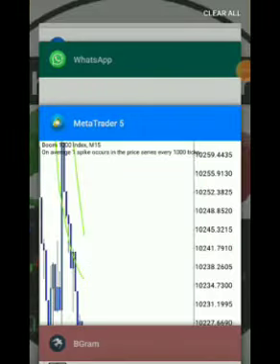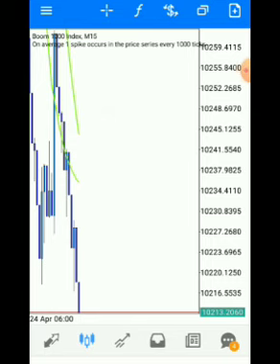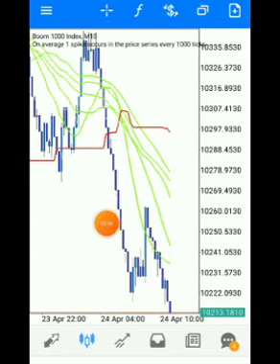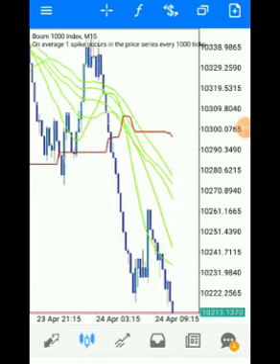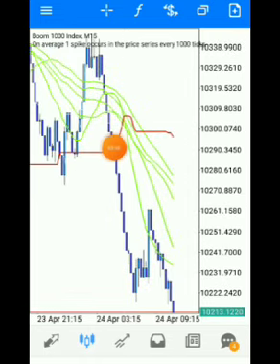Okay, now let's go straight to the real business of the day. Like I said, it's just two different indicators. You can see the red indicator here, and you have these green ones. The green indicators are the moving averages, and the red one is the Ichimoku.